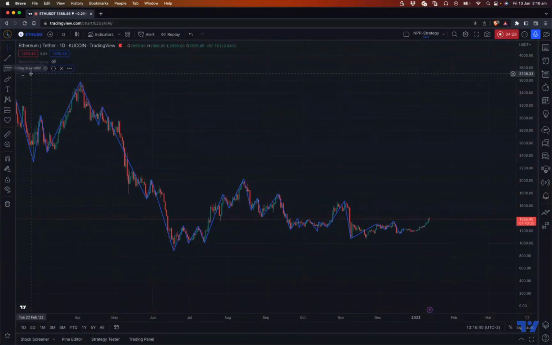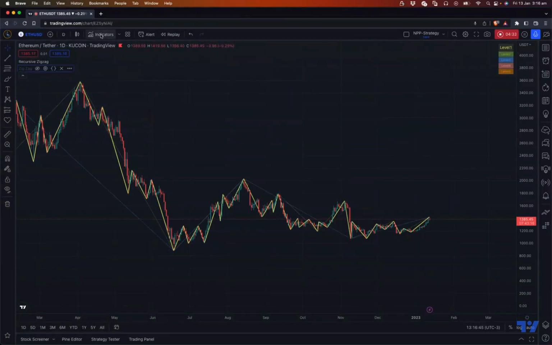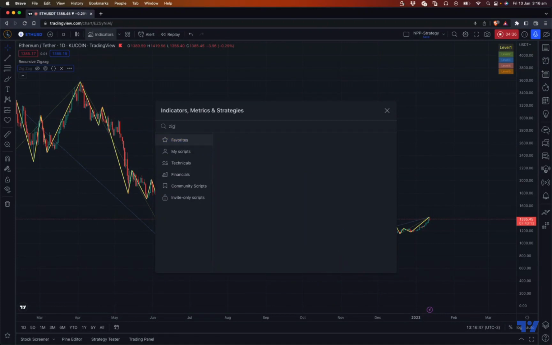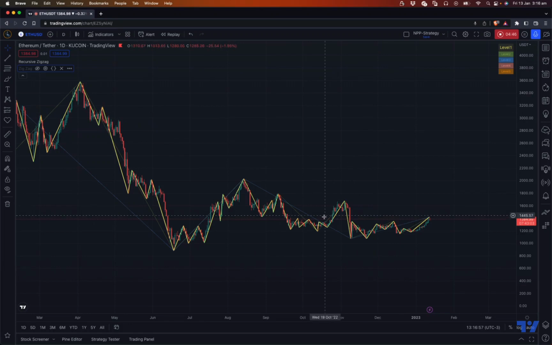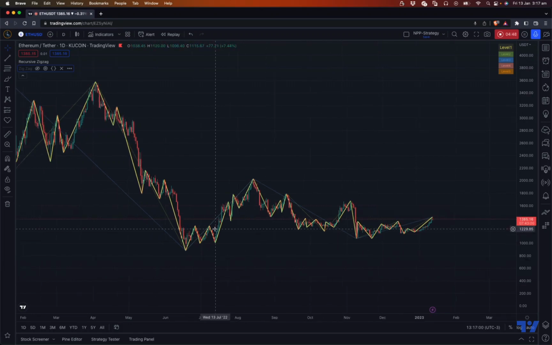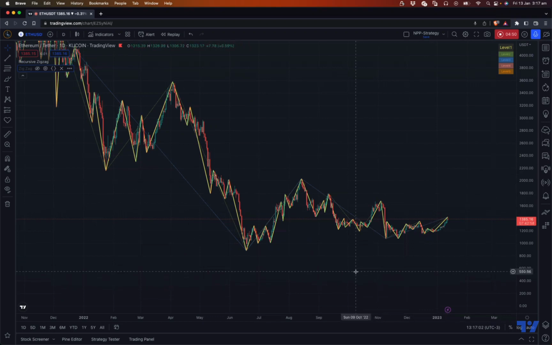But I do not want to use this in today's session. I will use my own implementation. It's called recursive zigzag. You can also get this in the public library. Just search for recursive zigzag, and here it is. You can use this one as well. I prefer to use this because this is my own implementation, and you can switch between different levels and see it in different views. It will make it easy to identify different patterns on the same chart, right?